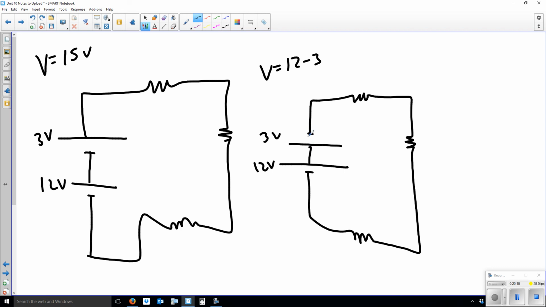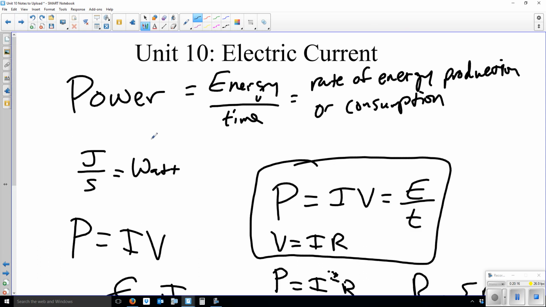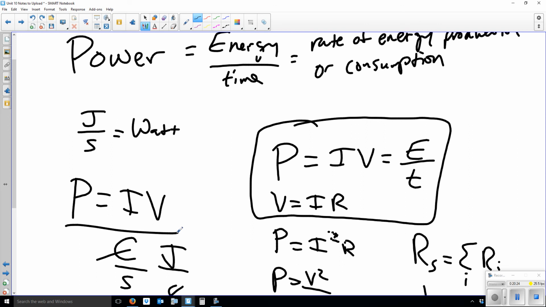Last up is just power. That is the rate of energy production or consumption. It's energy per unit time. For our circuits, we can say that that is the current times the voltage. We can also rearrange some of these, make sure you're familiar with all of those.